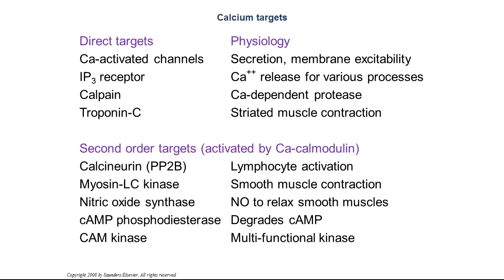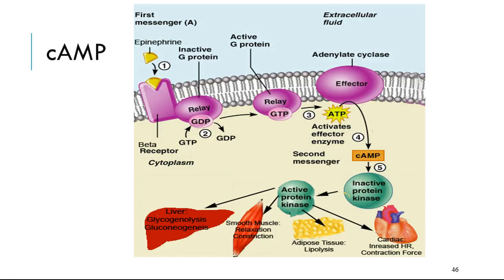So let's go back and look at your guided notes real quick. The cyclic AMP second messenger system. What is the effector enzyme? Adenylate cyclase. Very good. The effector enzyme in the cyclic AMP pathway is adenylate cyclase. The second messenger we identified is cyclic adenosine monophosphate, or you can say cAMP.